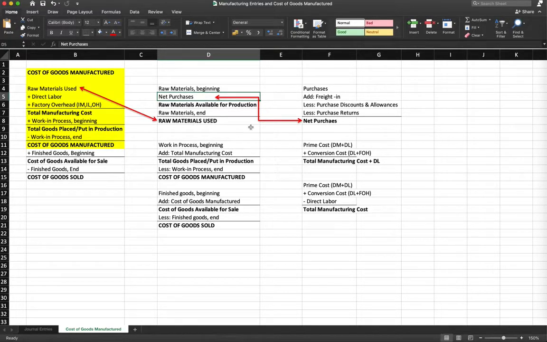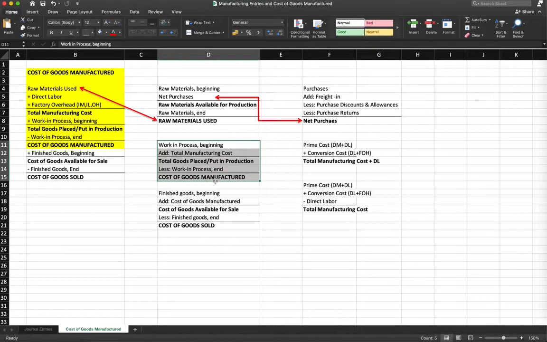Okay? So, that is how you compute for raw materials used. And you'll add your direct labor, factory overhead. So, ito, class, pinalitan ko lang yung order niya. Ito din yun. Same lang dyan sa naka-yellow na highlight.